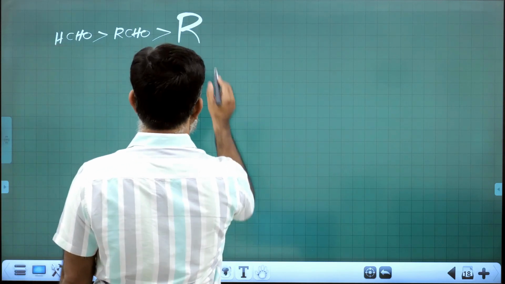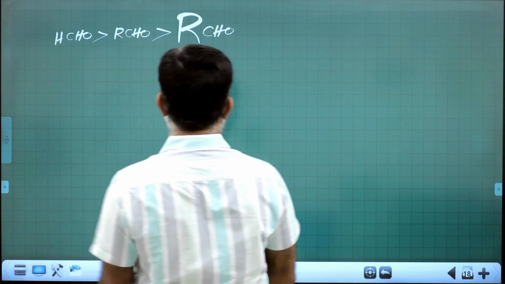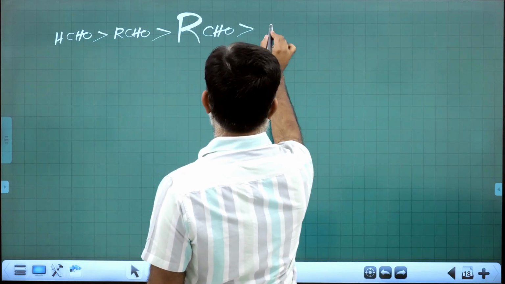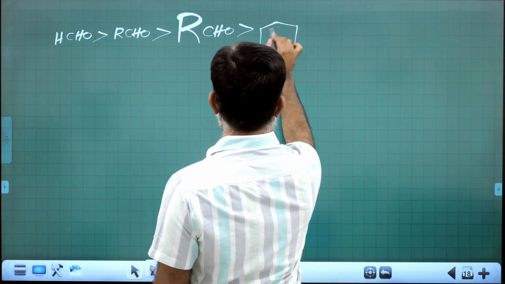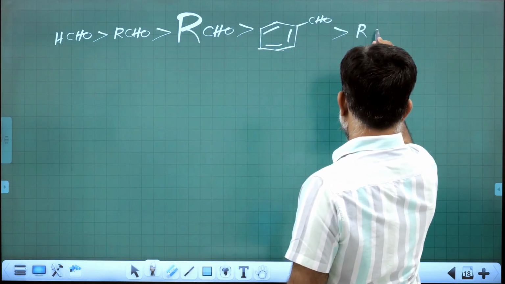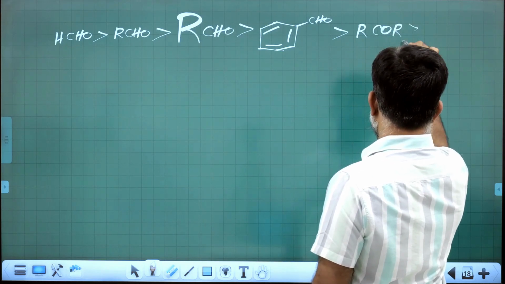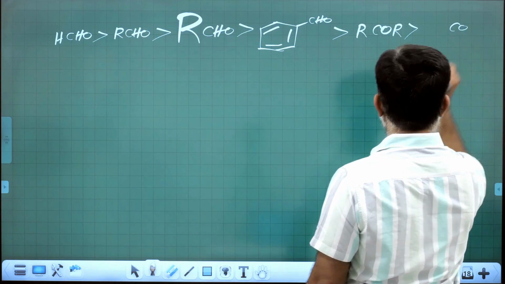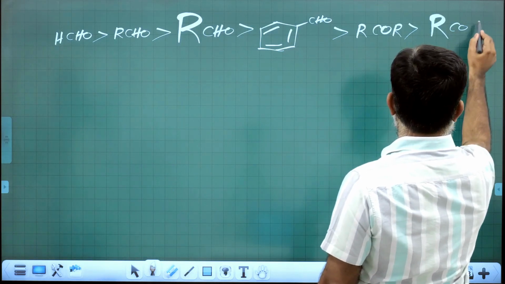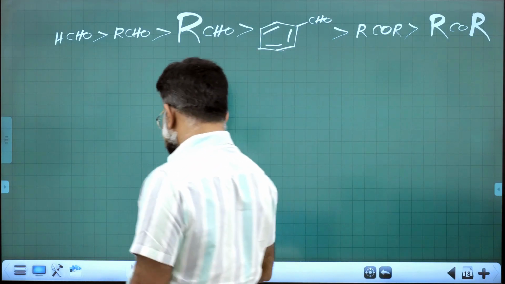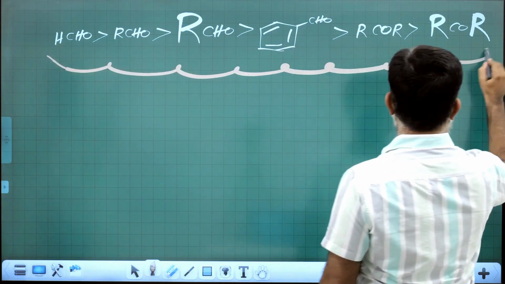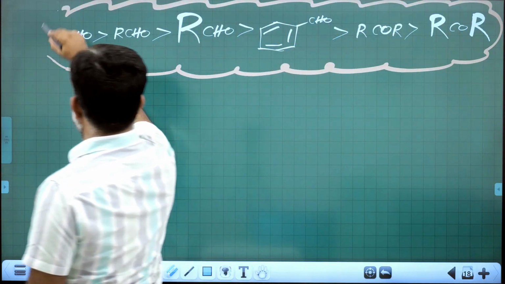RCHO, then ArCHO. ArCHO means benzaldehyde. And then ketones, RCOR, and then I'm just giving you a caricature idea regarding the nature of the molecule and their order of reactivity. This is the order of reactivity. Roughly you can keep this in your mind regarding the nucleophilic addition reaction.